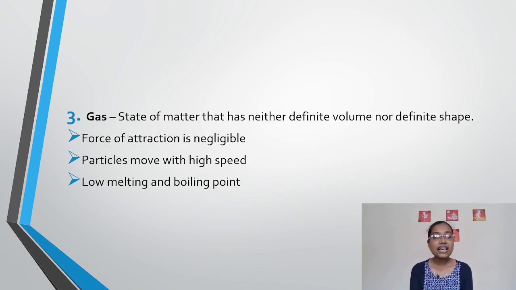The particles are not strongly bonded with each other, so they move with very high speed because they have a lot of space between them. From one particle to another, there is a lot of space, so they can flow very easily. And they have low melting and boiling points. Due to the negligible force of attraction, they show very low melting and boiling points.